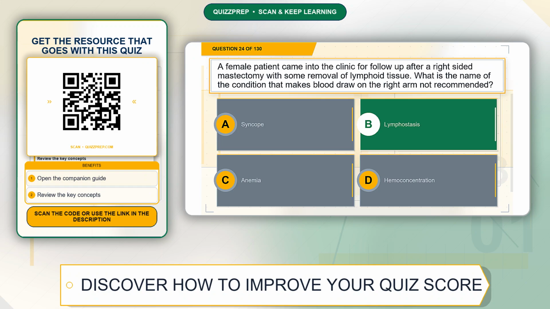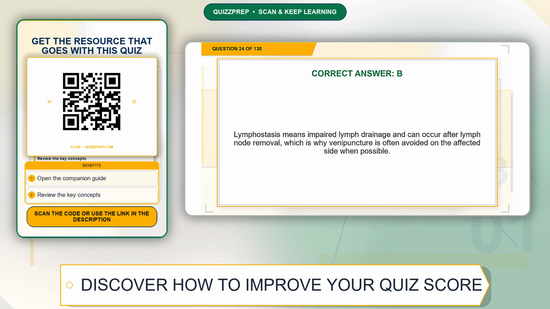The correct answer is option B, lymphostasis. Explanation. Lymphostasis means impaired lymph drainage and can occur after lymph node removal, which is why venipuncture is often avoided on the affected side when possible.